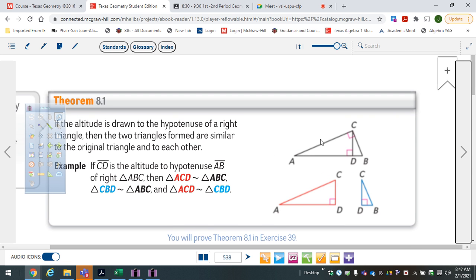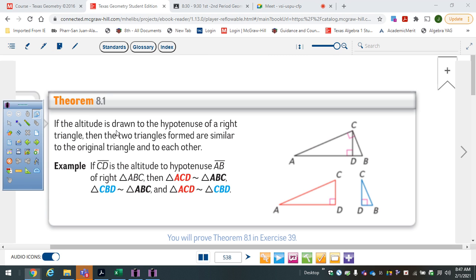So when you get this right triangle here, the right angle right here, and you draw the altitude, you see that? This is the right triangle, right angle here. When you draw the altitude from that vertex where it has a right angle to the hypotenuse, the side across it, something happens. Okay, here it goes. If the altitude is drawn to the hypotenuse of a right triangle, okay, so the altitude from here to the hypotenuse, then the two triangles formed are similar to the original triangle and to each other.